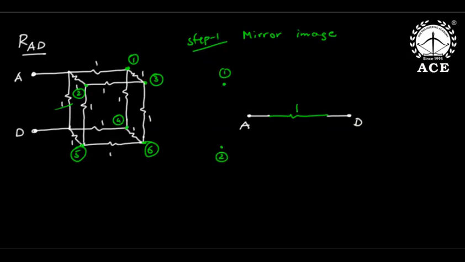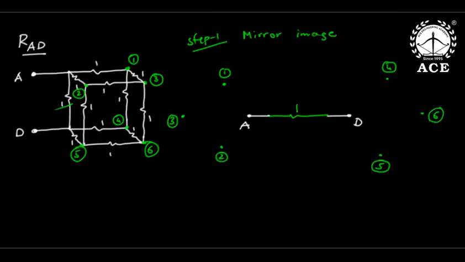Then similarly 4 and 5 on this side: 4 here, 5 here. Then 6 and 3, of course. 6 is opposite to A, then opposite to D. 3 is opposite to A, and 6 is opposite to D. This is what I did.